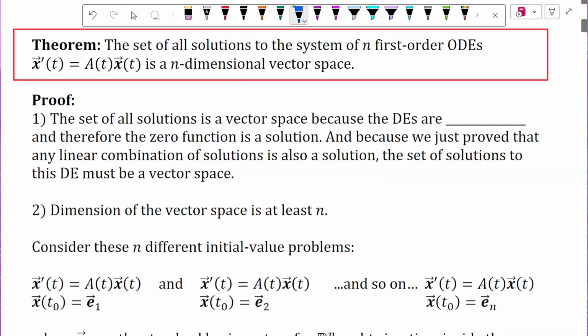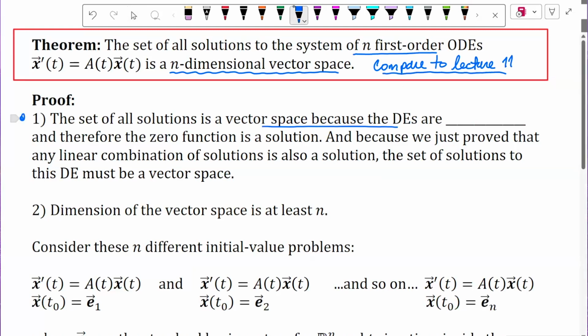Here we have a theorem about the dimension of the solution space. Compare this to what we learned in lecture 11 when we dealt with a higher order single differential equation. What our theorem says is that the set of solutions of n first order ordinary differential equations is an n-dimensional vector space. The structure of the proof almost exactly follows the structure of the proof that we did in lecture 11 for a single higher order ODE. We first note that because the system of ODEs is both linear and homogeneous, the set of all solutions forms a vector space. Now, we just proved that any linear combination of solutions is also a solution, confirming that the set of solutions is indeed a vector space.